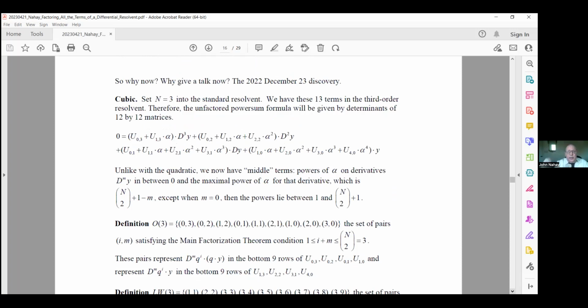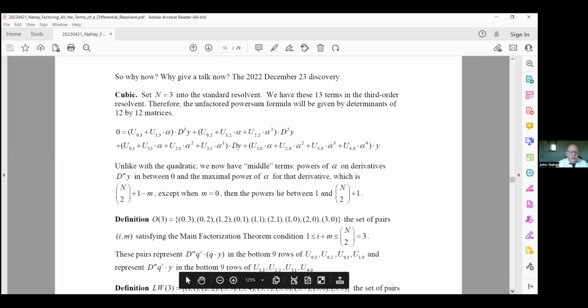For the cubic, here we have 13 terms in the third order resolvent, in the standard resolvent of the cubic. Unlike with the quadratic, we now have middle terms. That means powers of alpha on the derivatives, dmy, in between 0 and the maximal power of alpha for that derivative, which is n choose 2 plus 1 minus m, which is, in this case, 4 minus m. Except when m equals 0, then the powers lie strictly between 1 and n choose 2. So here, that's the middle term. These are the middle terms, and those are the middle terms.